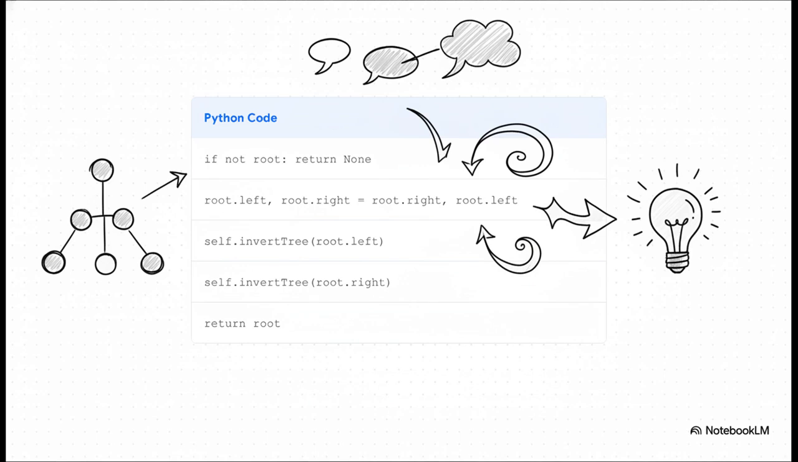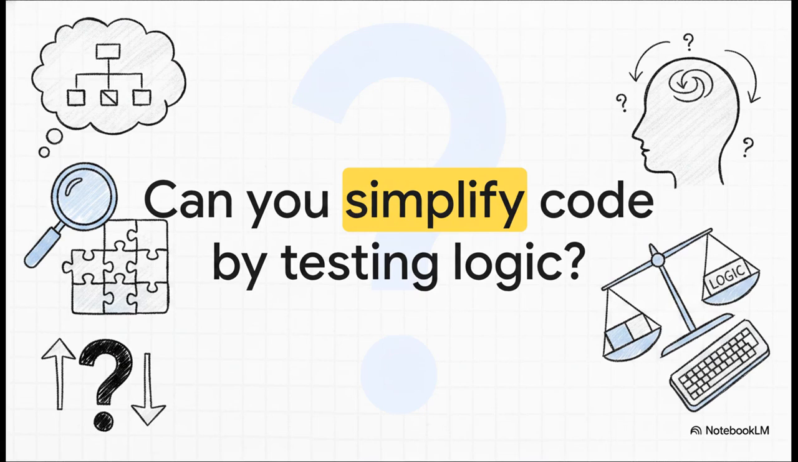So, as you gear up for your own coding interviews, remember that the best code really comes from testing your logic first, not just rushing to type. Always question those initial assumptions. Ask yourself, does this actually have to be bottom-up? Am I just assuming this data is perfectly balanced? By acting as your own Socratic mentor, you can unravel almost anything. So, I'll leave you with this. What complex problem will you stress test next?